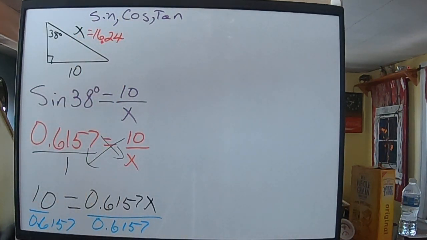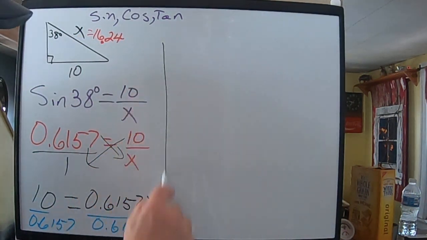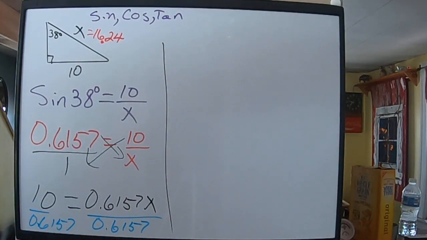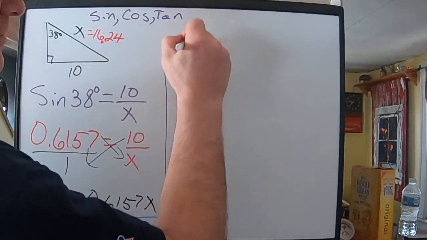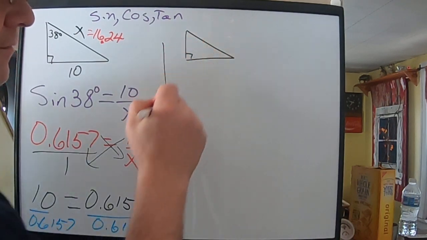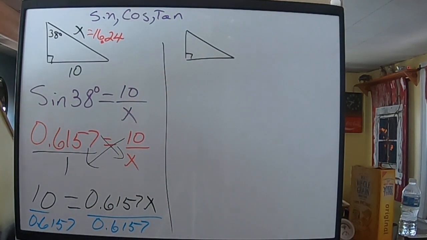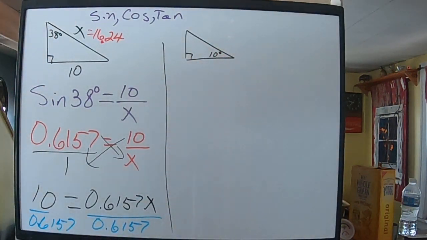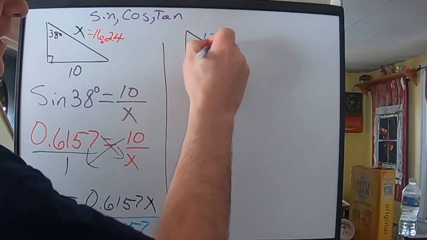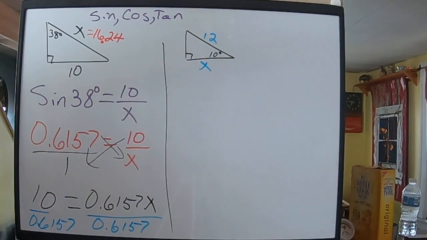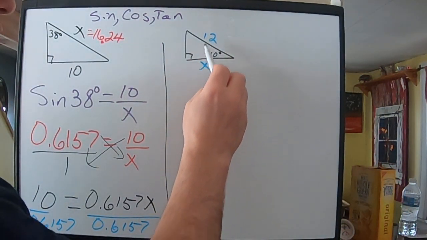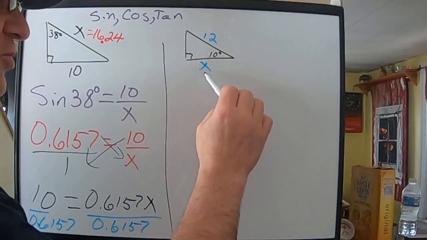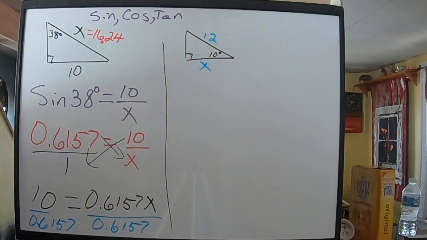I've got one more example, and then we're all done for today. And that example is this. I've got a right triangle. I've got an angle of 10 degrees. And the sides that I'm going to work with are here, 12, and here I'm trying to find x.